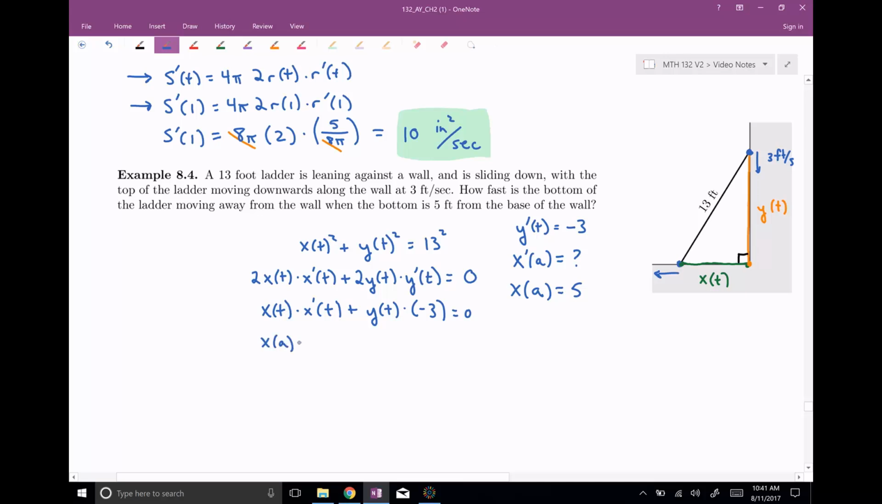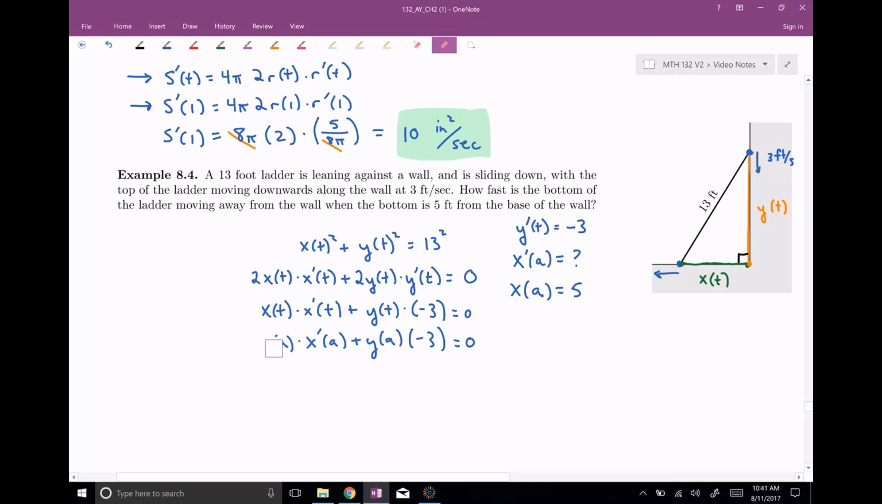And I know this x of A, right, so this is again this length, how far is the ladder away from the wall at this particular instant, is supposed to be 5 feet. So I'm going to go ahead and erase this, and I can make this 5 feet. Okay, so I'm pretty close. Remember, my goal is to solve for x prime of A.